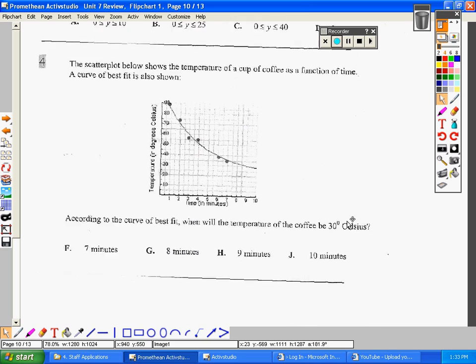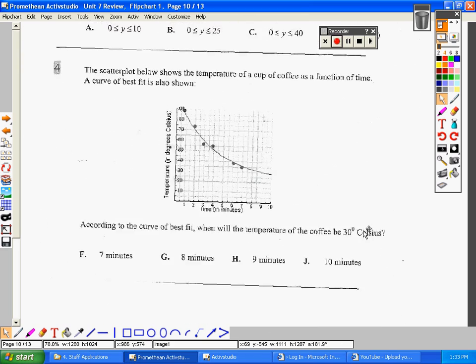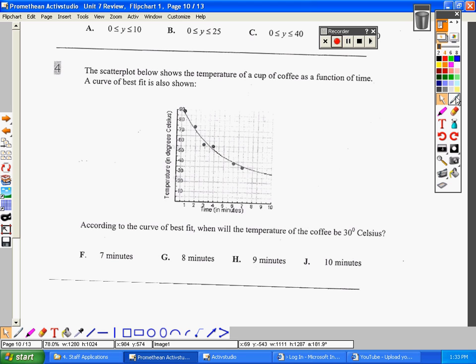The scatter plot below shows the temperature of a cup of coffee as a function of time, with a curve of best fit. So here the exponential is actually a best fit. According to the curve of best fit, when will the temperature of the coffee be 30 degrees? So I'm going to look for 30, and I'm going to go to the line, and it looks to be about 8.5. Maybe I'm a little wrong. I can't see it that well on mine. I guess it's 9 minutes. And again, I'm sorry if that's incorrect. I can hardly see it on mine.